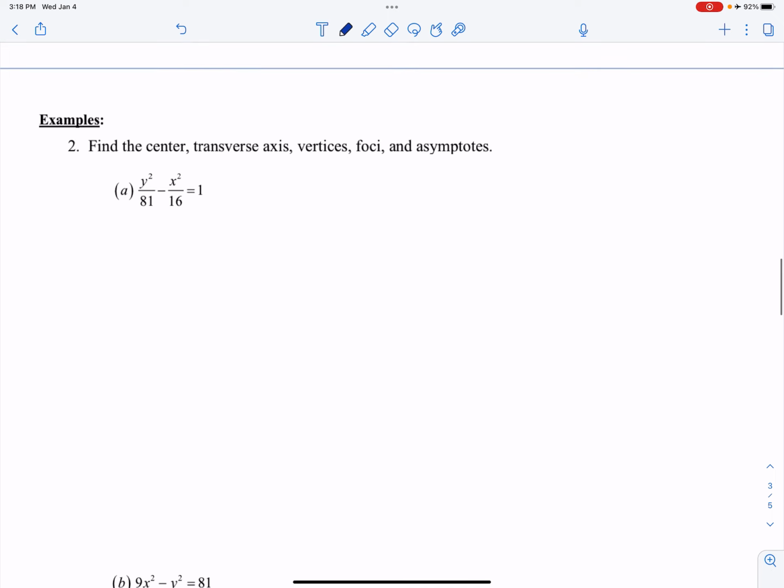Okay, now we're going to find all the characteristics. Find the center, transverse axes, vertices, foci, and asymptotes. y squared over 81 minus x squared over 16 equals 1. What do we know? Well, we know that this is a squared, and we know that this is b squared. And if we wanted to, we could even get c. So if a squared plus b squared equals c squared, 81 plus 16 is 97.